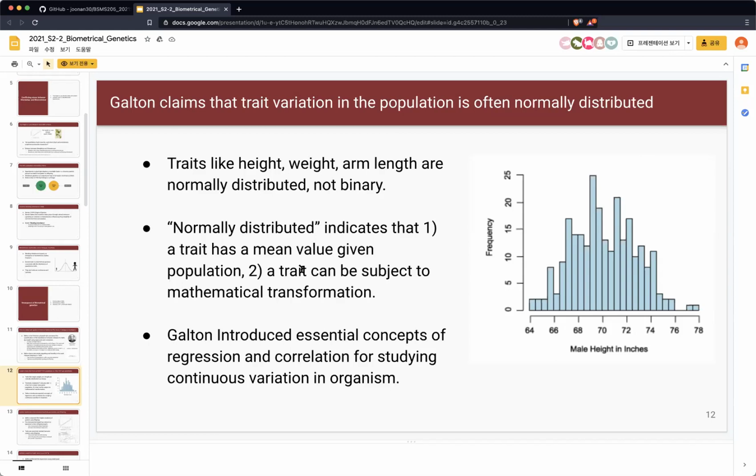And also the traits can be transformed into a mathematical situation, right? A normal distribution means we know the distribution generally works in many different situations. That means if the traits follow the normal distribution, then we can put them into it and use mathematical transformations in our calculation, right? And Francis Galton, as I mentioned, introduced so many essential mathematical concepts using this genetic idea, including regression and correlation, and these are all good frameworks to study continuous variation in many different organisms.